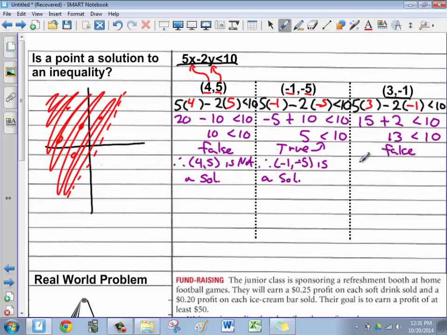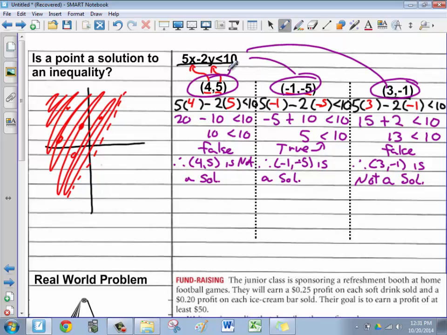So, therefore, (3, -1) is not a solution. And that is how you can determine if a given point is a solution to an inequality. Just plug them in, and is it true? Then it's a solution. If it's not true, then it's not a solution.